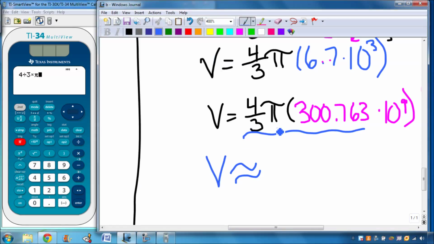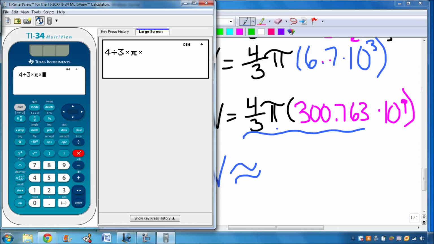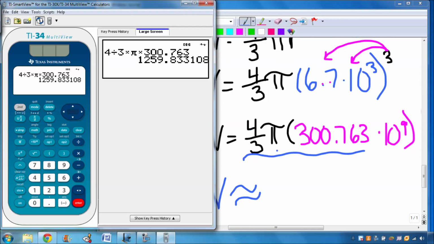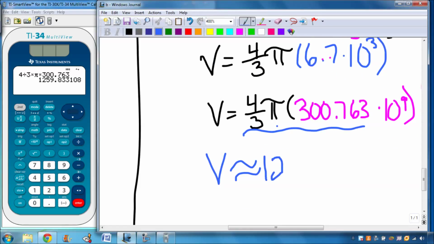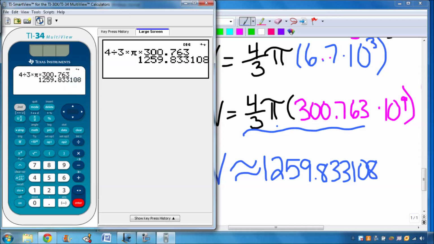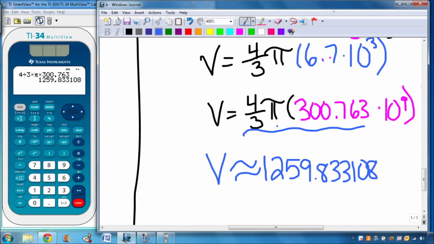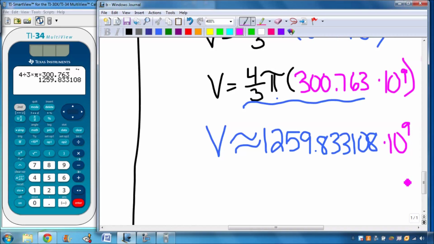4 divided by 3 times pi, times 300.763. And I'm not multiplying by the 10 to the 9th power because that's not part of my coefficients. And I get approximately 1259.833108, and it's approximately because remember this keeps going on forever, but your calculator rounded the answer, times 10 to the 9th power.